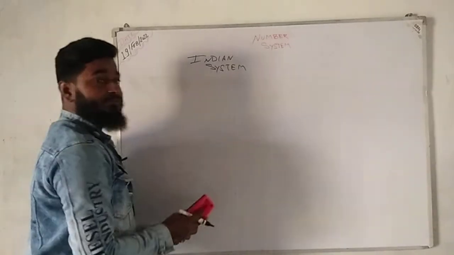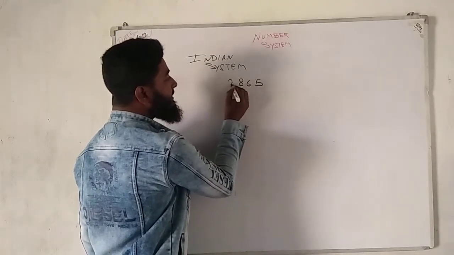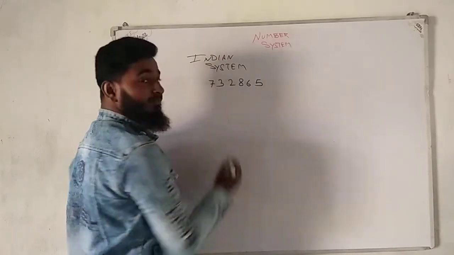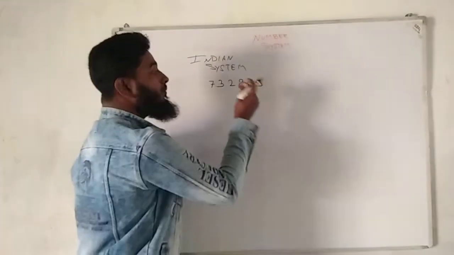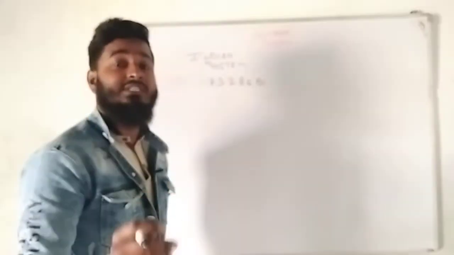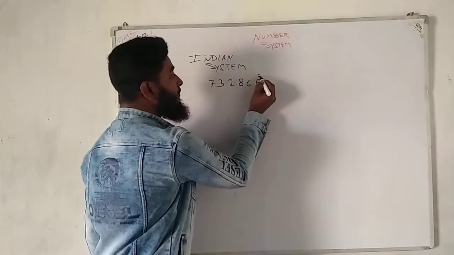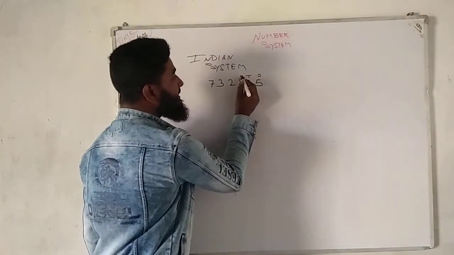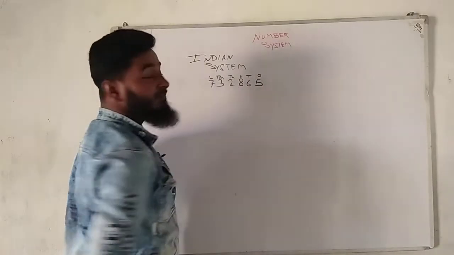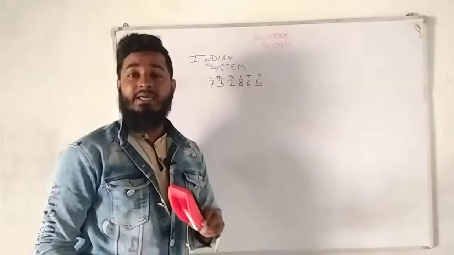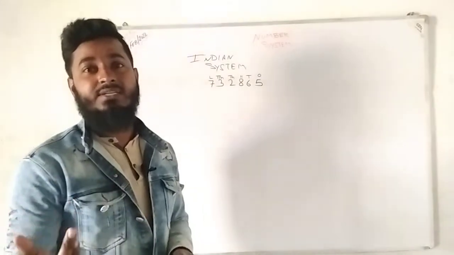Suppose we take the number 5 6 8 2 3 7. Now put the place value name over each digit. Here it is ones, tens, hundreds, then thousands, ten thousands, and then lakh. I can guarantee that if you follow this method, a class first student or a class second student can do it.